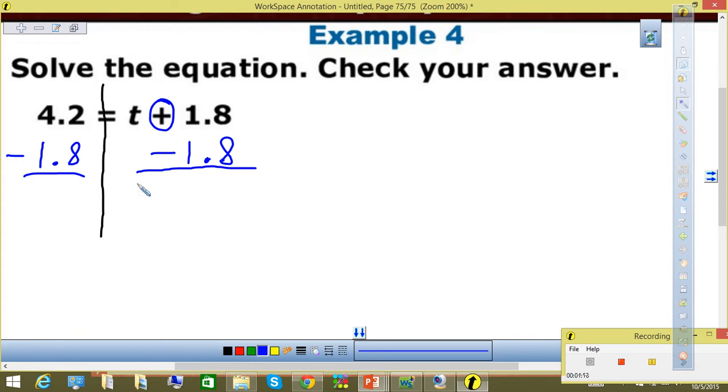So, your attention really quick. Why do we do the same thing to the other side? Tell your neighbor, please. ¿Por qué hacemos lo mismo para el otro lado? Why do we do that?